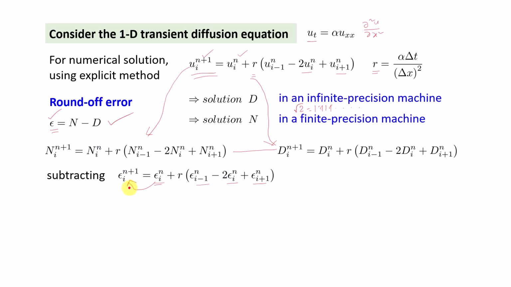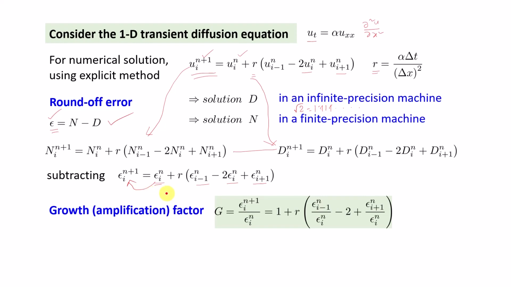And especially we want to avoid a situation where this epsilon i at n plus 1 will actually grow as compared to epsilon i at n. We hope that our solution scheme is such that epsilon i at n plus 1 will be less than epsilon i at n. Then the scheme will be stable. Therefore, to define this stability, we bring this new idea of growth factor or amplification factor.